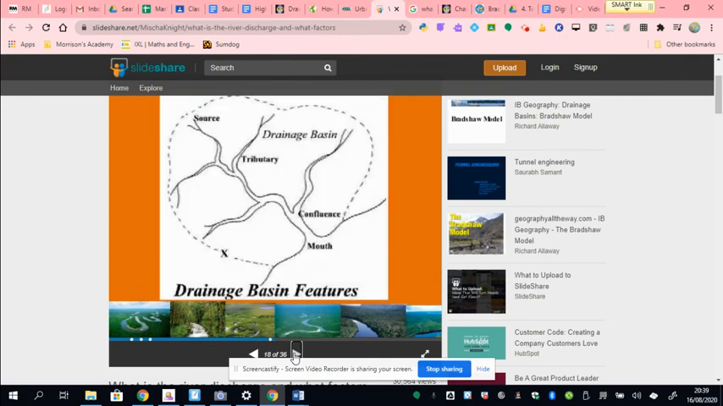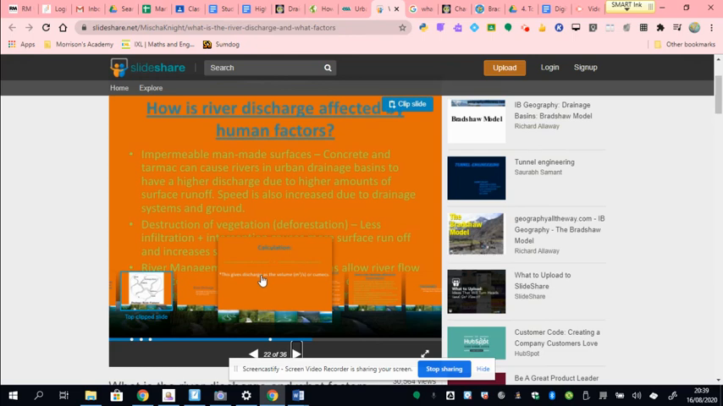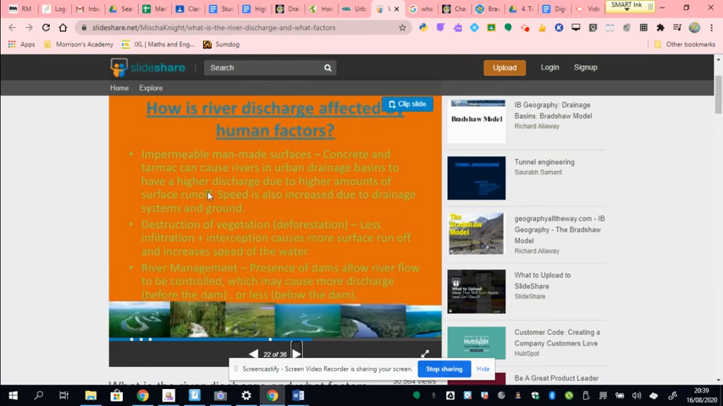Let me just get to the actual spot, and you can see that there are physical factors that influence the discharge of a river, and you can see them listed here, and there are urban factors like we can see here. So what you might want to do is read through these or actually go into your main class notes and write them up. Not all of them, but just maybe one of them or two of them. These are all things that can influence the discharge of a river.